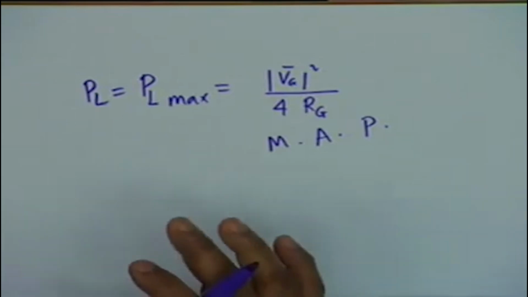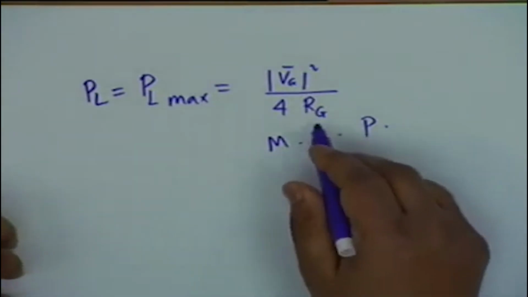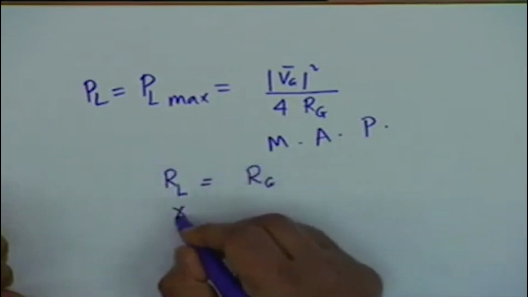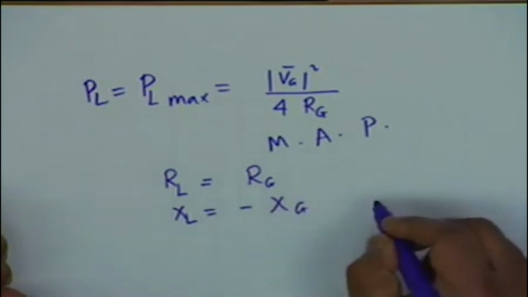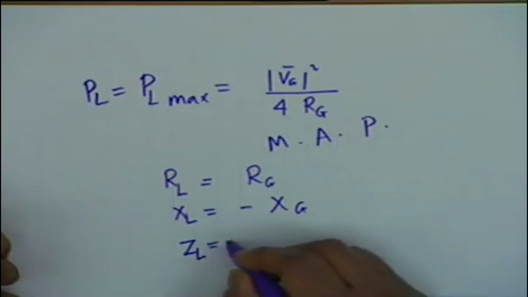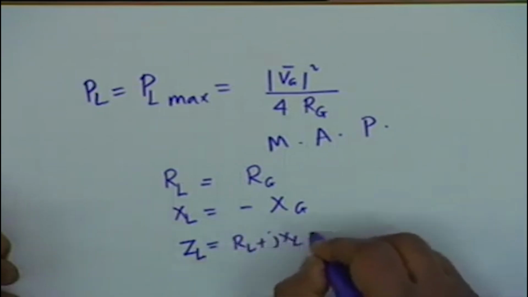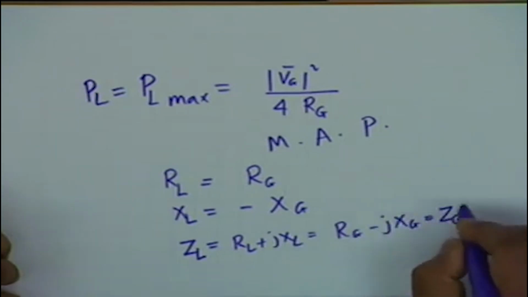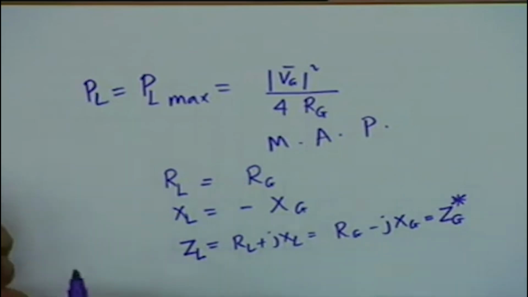Under no circumstances can you draw more power than this, and this happens when RL equals Rg and XL equals minus Xg. In other words, ZL, which is RL plus jXL, is simply equal to Rg minus jXg, which is the complex conjugate of the source impedance, and this is one of the most important theorems in electrical engineering. Maximum power transfer.